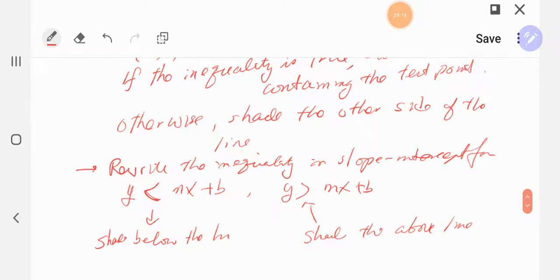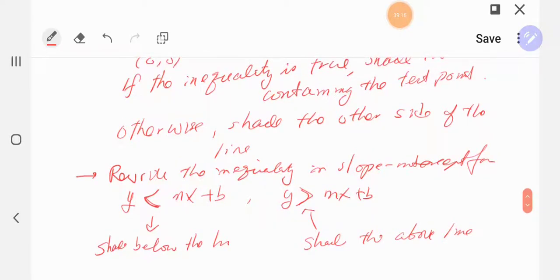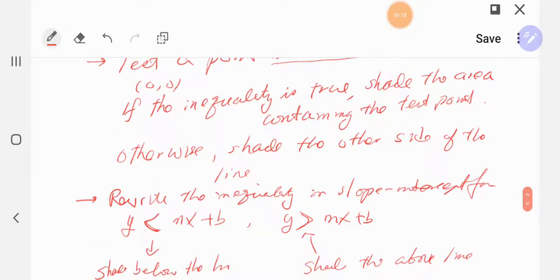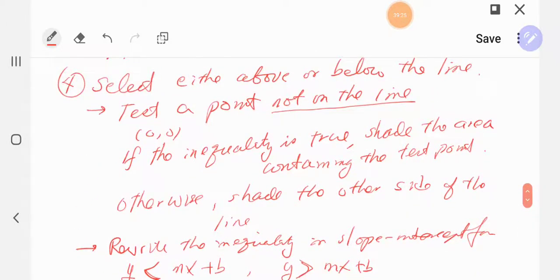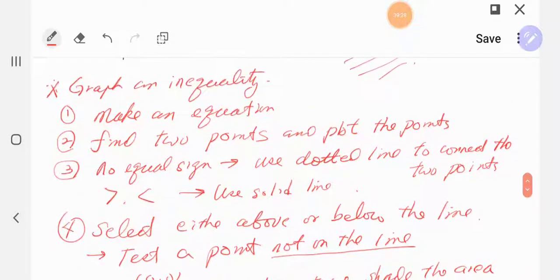Make sense? Okay, I will rewrite this because this writing is not legible. So the definition is this. Please understand these procedures, and then you can graph the inequalities. Okay, I'm done.